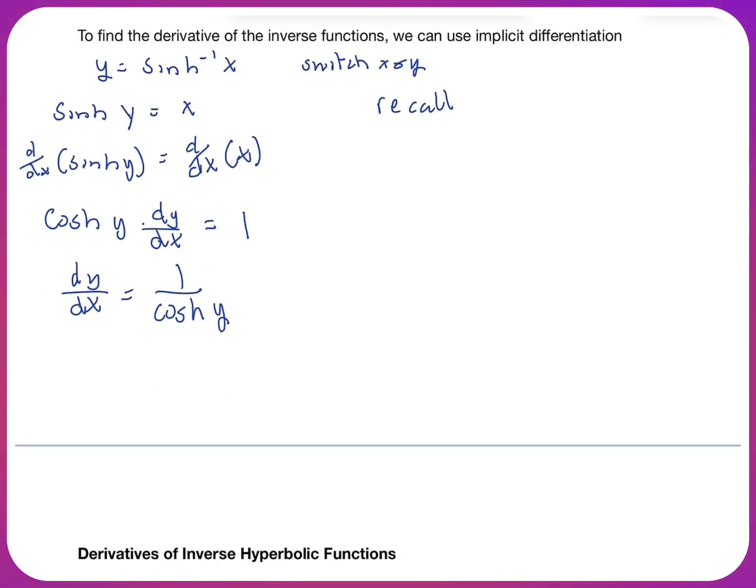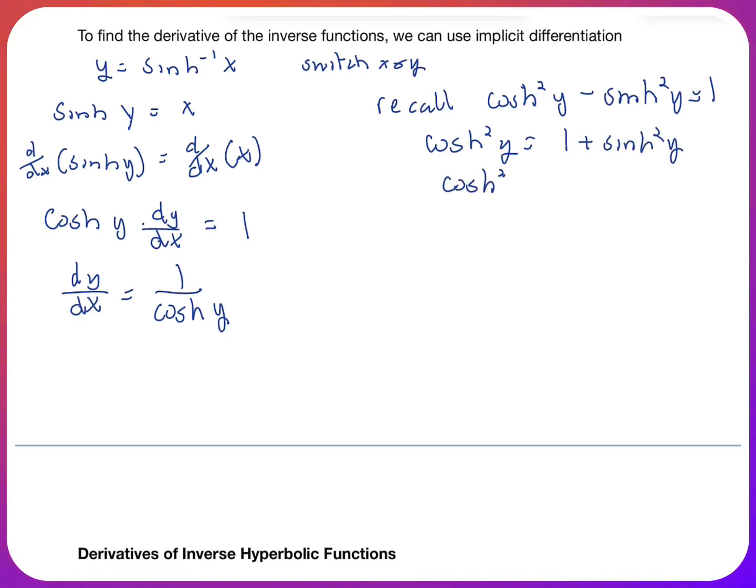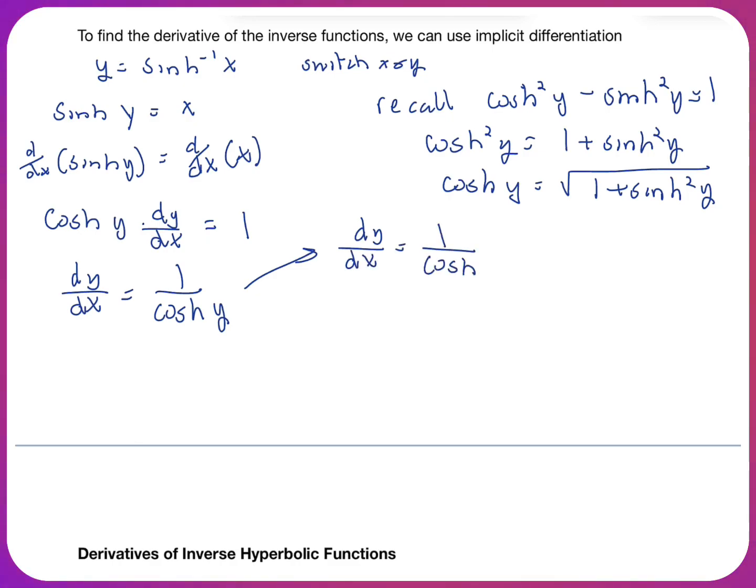But we're not done. Now this is where we're going to use those identities that we had at the beginning of our section on hyperbolics, and I'm going to solve this for the hyperbolic cosine function. So first I'm going to get the hyperbolic cosine squared by itself, and then I'm going to square root each side. And so I'm going to go back to my derivative, replace the hyperbolic cosine with the square root of 1 plus the hyperbolic sine squared.